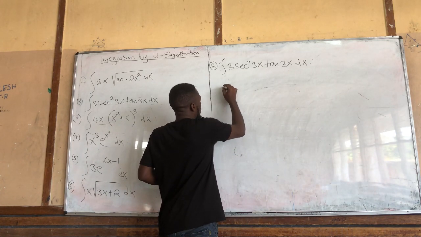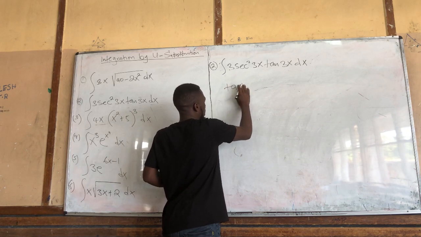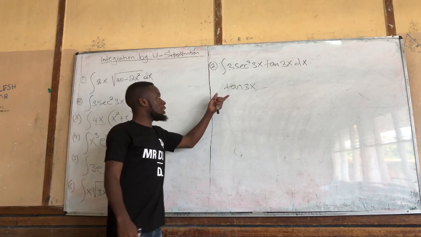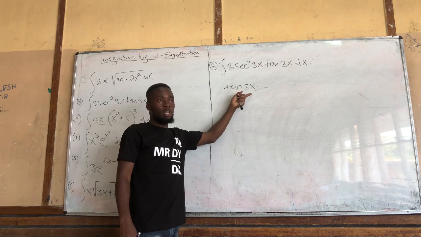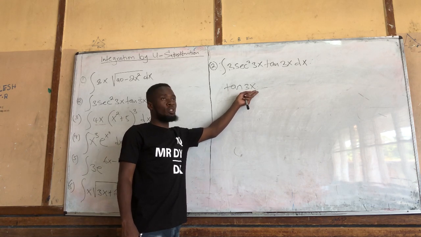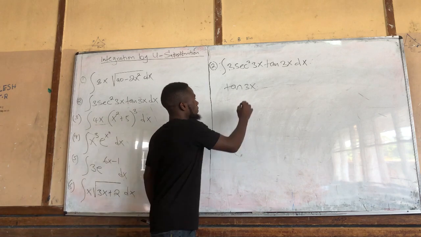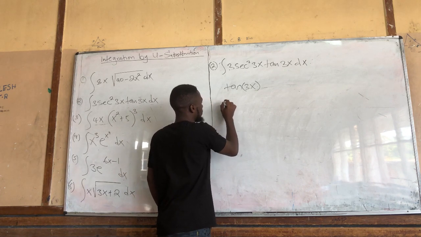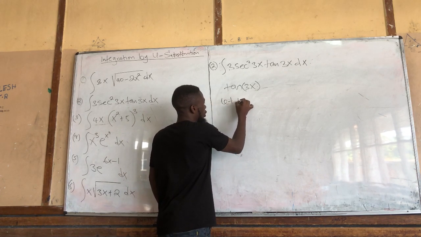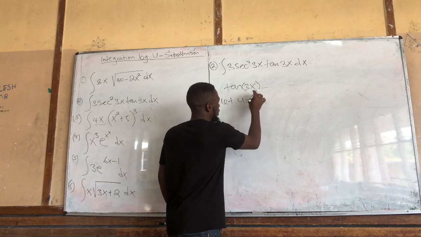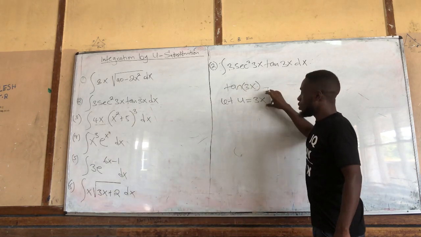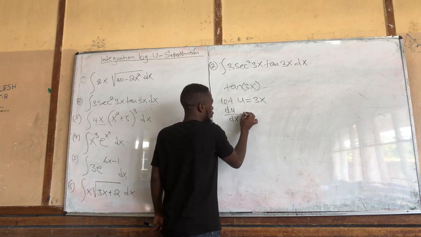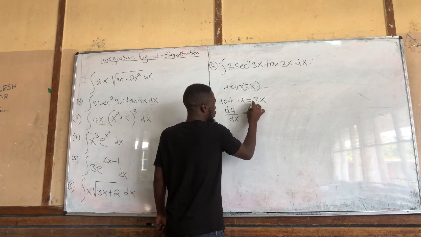So, differentiate, let's say, tan 3x here. You can differentiate tan 3x using the chain rule. So you can put this one in brackets like this. You can say let u be equal to 3x, so that you can find what du dx is. du dx is equal to 3 here.